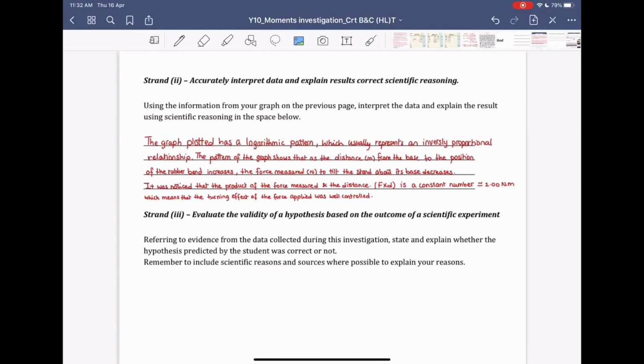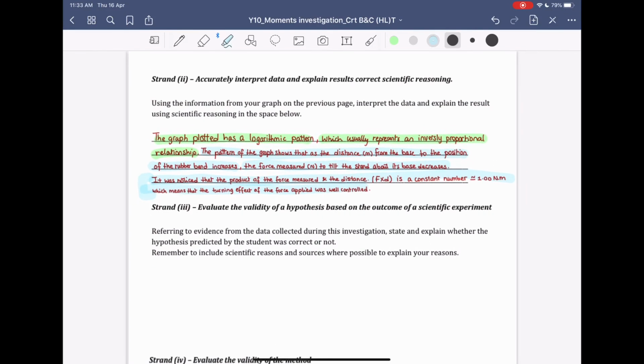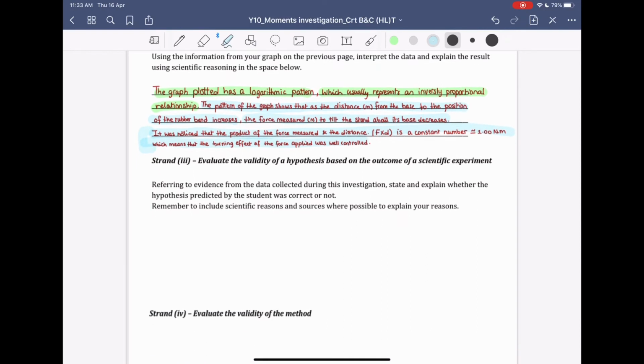You're gonna say the graph plotted has a logarithmic pattern which usually represents an inversely proportional relationship. I'm being more specific for the graph that I have. So the pattern shows that as the distance from the base to the position of the rubber increases, the force decreases, and it was noticed, the second thing you've noticed by interpreting the data that we have, that the product of the force by distance was kept as a constant number. Okay?